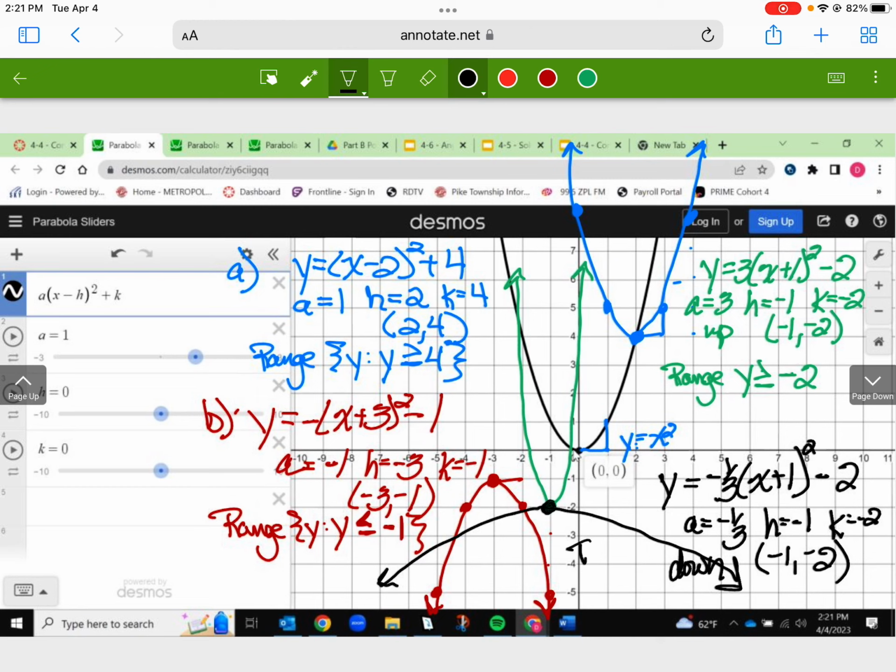And finally, if I were to find the range, I'm comparing y to either my highest or lowest point of my vertex, and that is -2, and it's going to be less than or equal to -2 because it's going down.